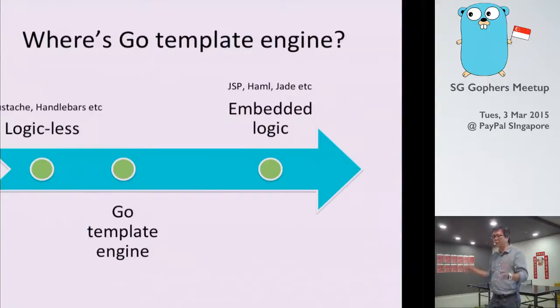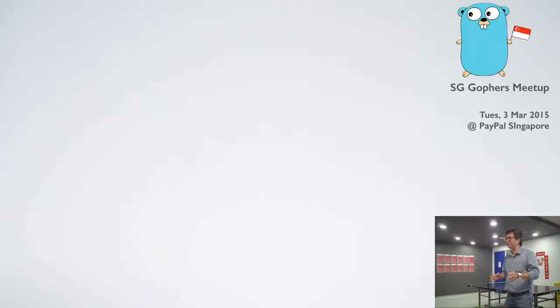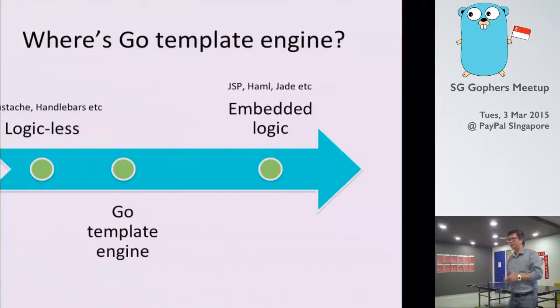So where does Go template engine reside? It's somewhat closer to the logicless end, but it's not truly logicless. In fact, as I dive into it, I think you will see a little bit of what I mean. It looks a little bit like logicless templates because of the curly brackets. You might be tempted to think that, oh, I'm familiar with that, that's mustache, right? Or that's C templates, but actually it's not. It's actually much deeper than that.